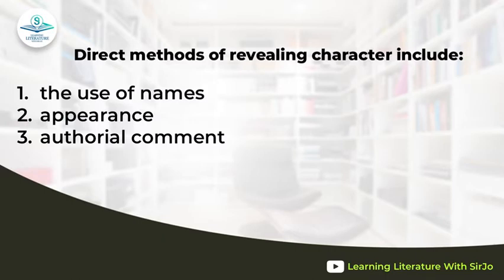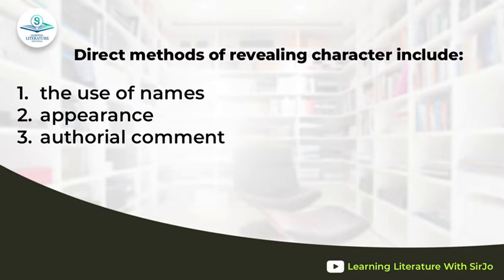Now, all these ways are classified as direct methods of revealing a character, and it is the writer's duty to help readers or audience to know who a character is through these three ways.